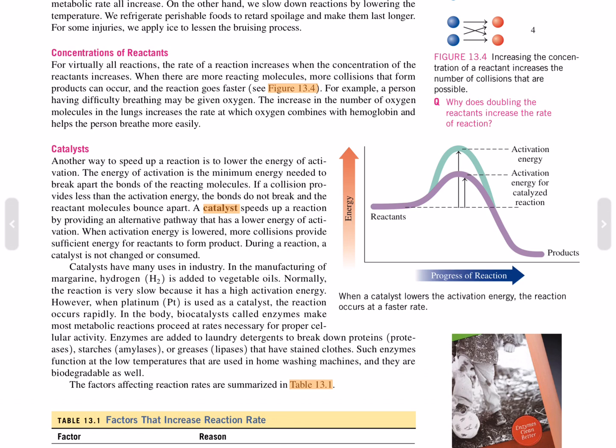Enzymes are added to laundry detergents to break down proteins. Proteases break down proteins, and other enzymes break down starches and greases that stain clothes. Such enzymes function at the lower temperatures used in home washing machines, and they are biodegradable as well. The factors affecting reaction rates are summarized in Table 13.1.